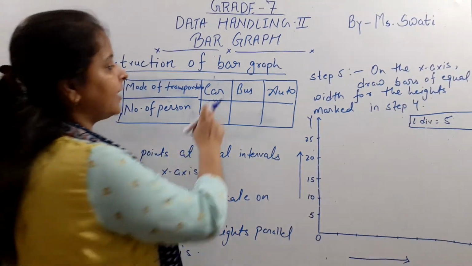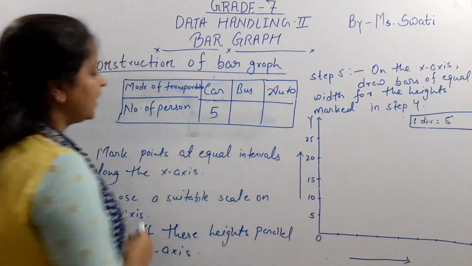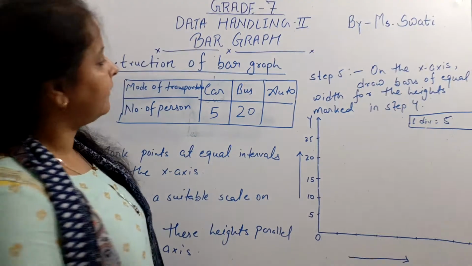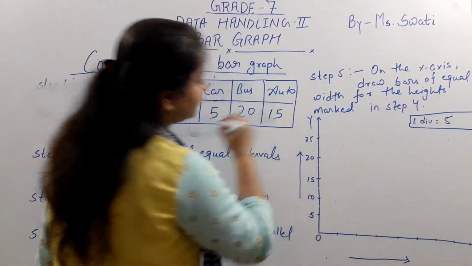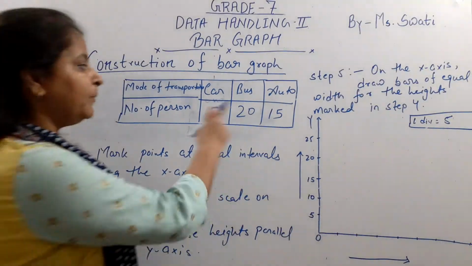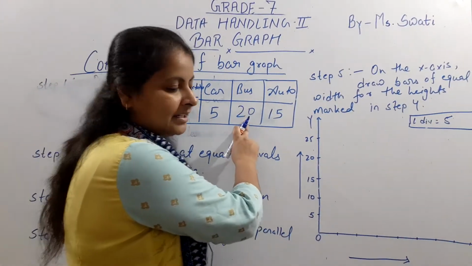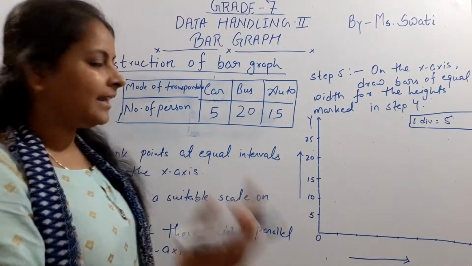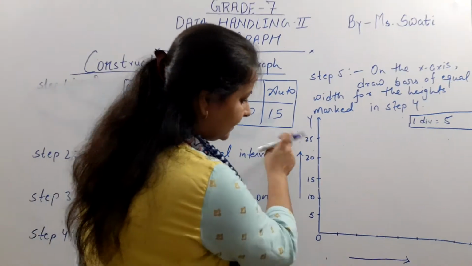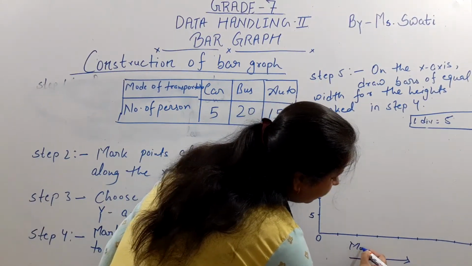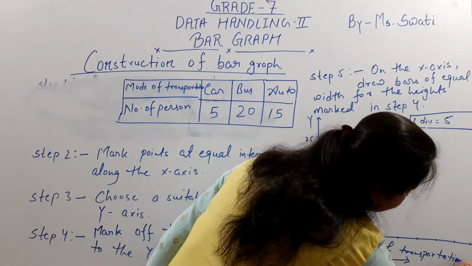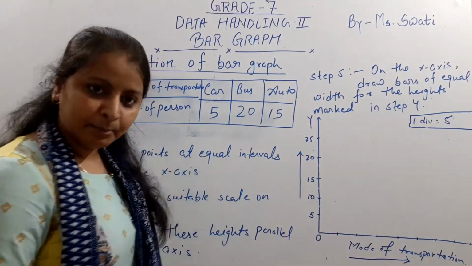The number of persons traveling by car, if we take 5. The number of persons traveling by bus, if we take 20, and the number of persons traveling by auto, if we take 15. Now we have to construct the bar graph. So here the minimum number is 5 and the maximum is 20. So we mark the scale like this. We can make the scale like 5, 10, 15, 20. Here we have to write mode of transportation, and here we have to write number of persons.